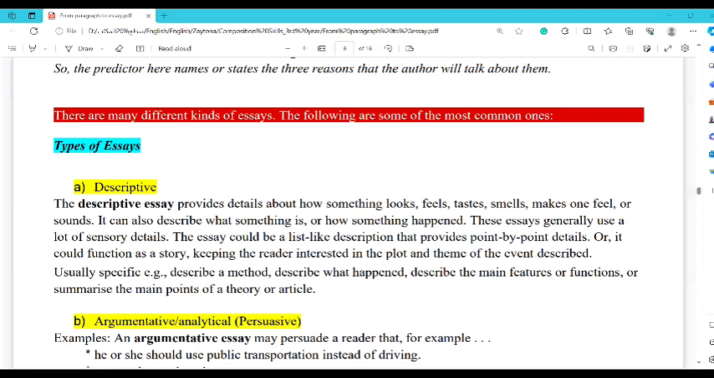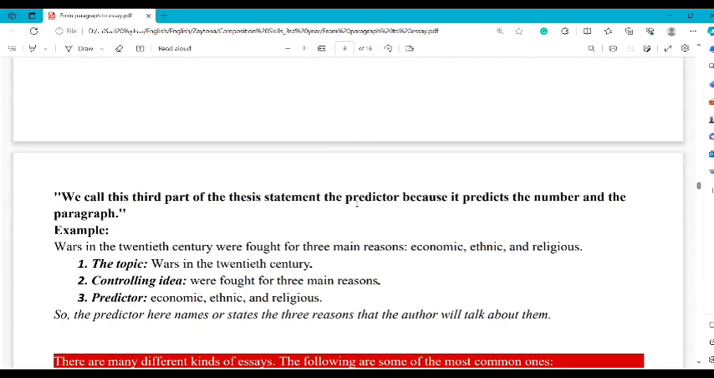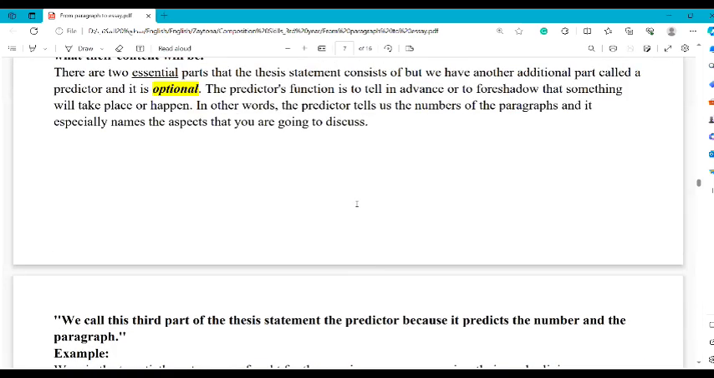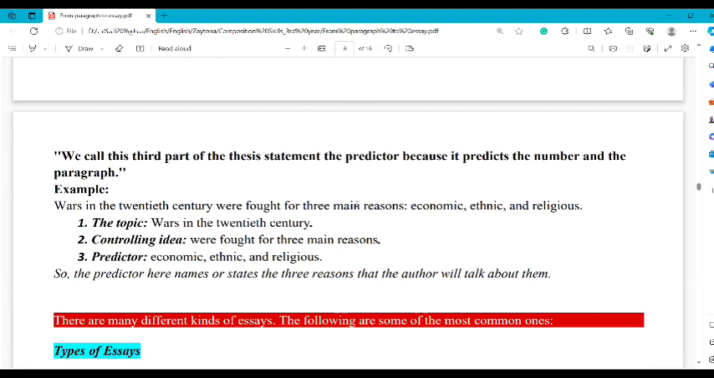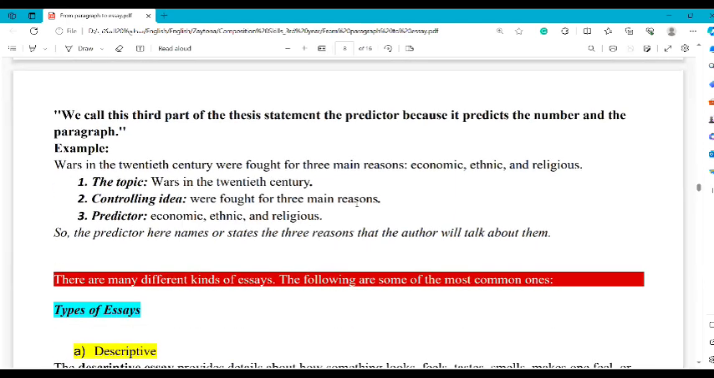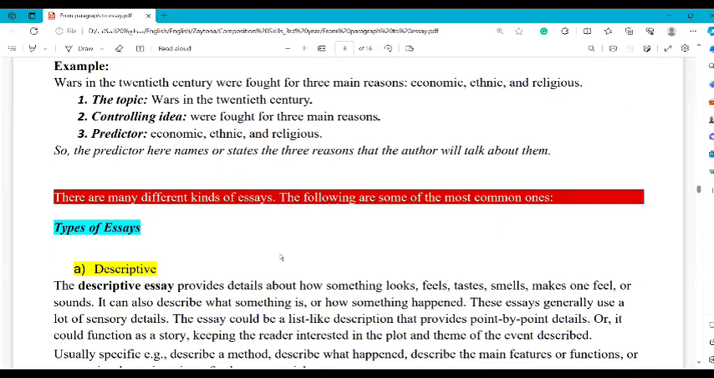After having the parts of the thesis statement, which are very important, a thesis statement in general is very important, and it is very important to know the parts of the thesis statement, which are the three ones. The first and second parts are the main parts, and the third one is optional to have in the thesis statement.